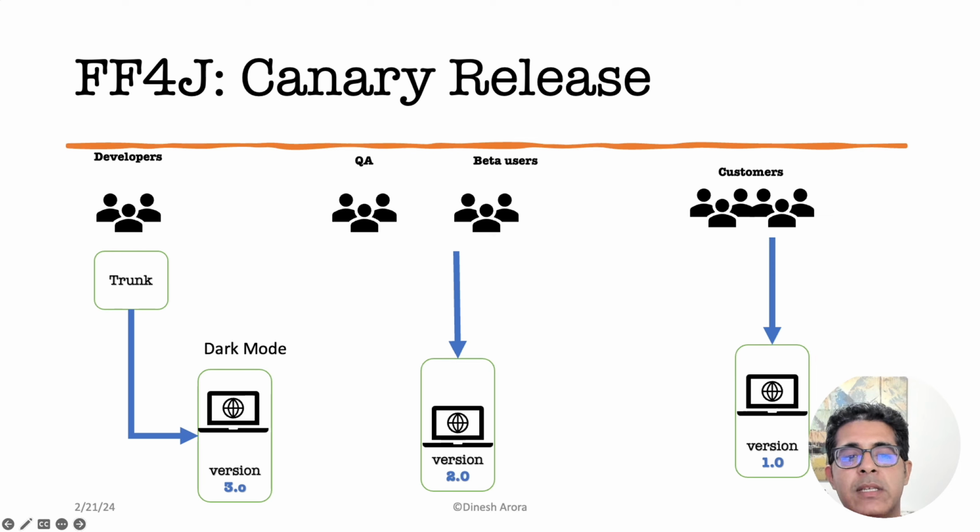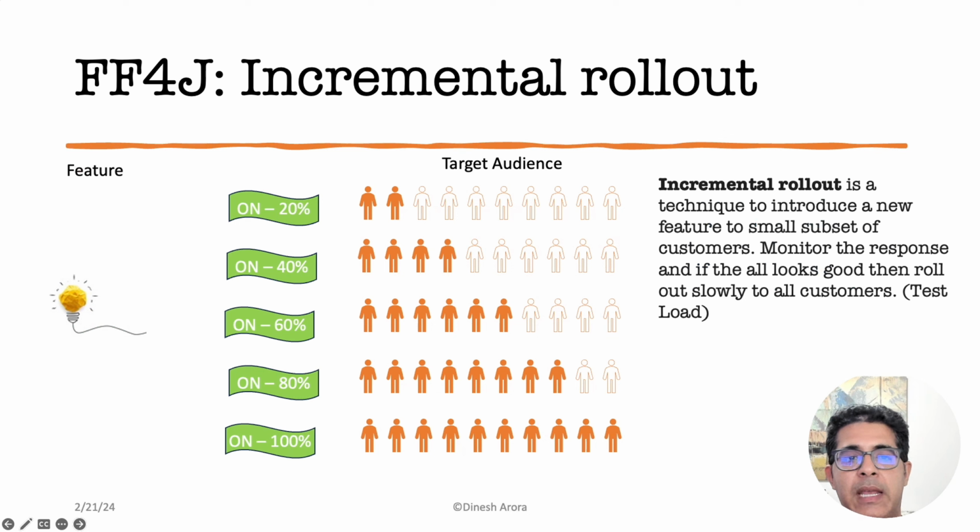So only QA has access to version 3, developer can see version 3. Beta users cannot see my Amazon Pay button because it's in the version 3 and they have not been added as a target audience. So FF4J allows you to do all of that using the feature flags. Next is the incremental rollout.